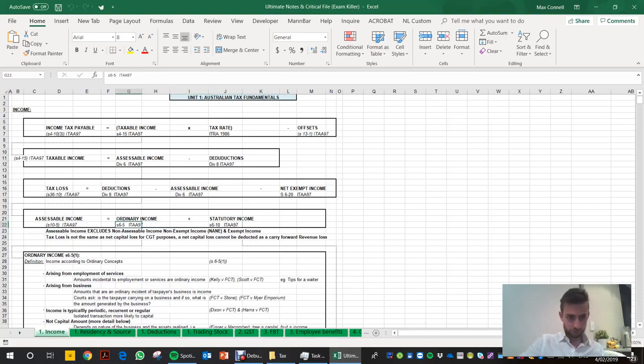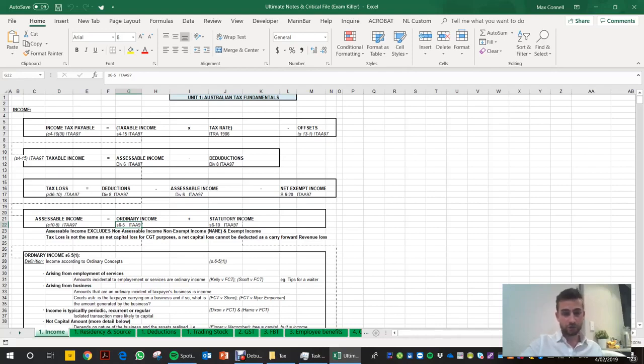Now, it's probably important to remember these section references here as well, and you'll see them underneath almost every section of these notes. Tax is different from the other modules in that you really, really need the section references. You don't need it for the other subjects, but you need it for tax. So whenever you write an answer, you need to include the section reference as well.